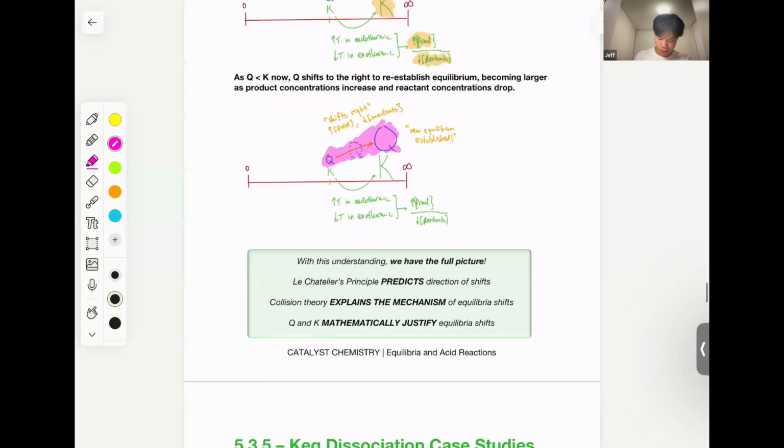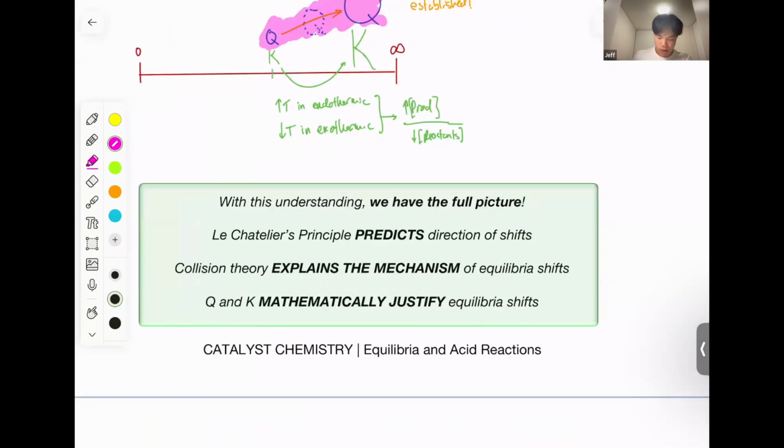So this pretty much is the full picture. You know that LCP predicts shifts, collision theory explains the mechanism of shifts, and Q and K are your mathematical justification of whether you'll shift left or right.